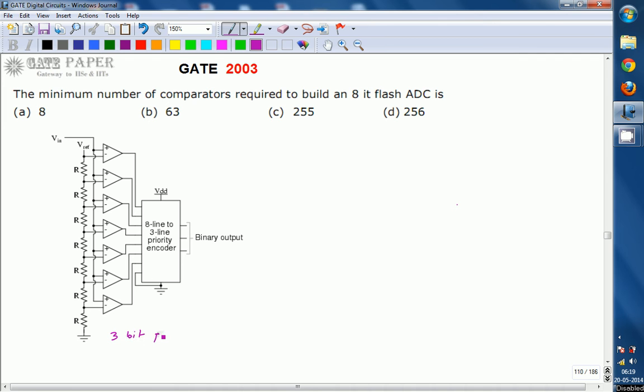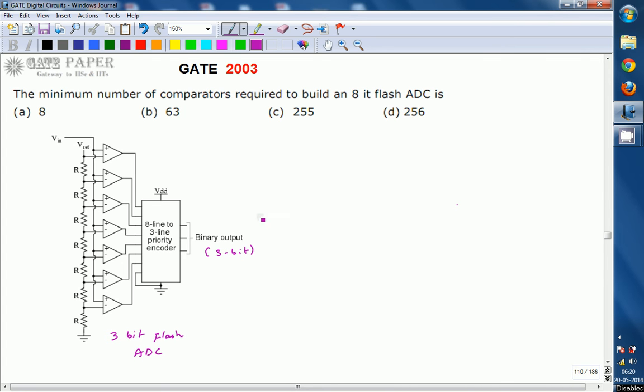3-bit flash ADC or parallel ADC. How can we say that? What we are discussing is an analog to digital converter. The given analog signal is converted into a digital signal with a specific number of bits. Here the binary output consists of 3 bits, so it is treated as a 3-bit flash ADC.